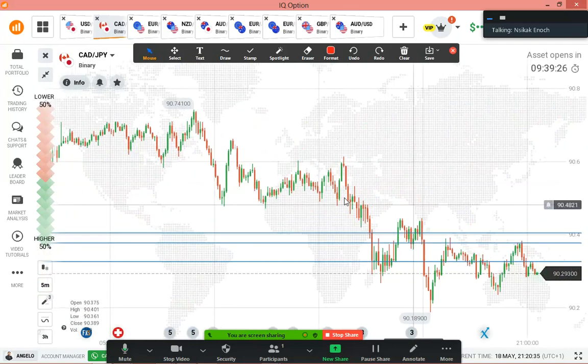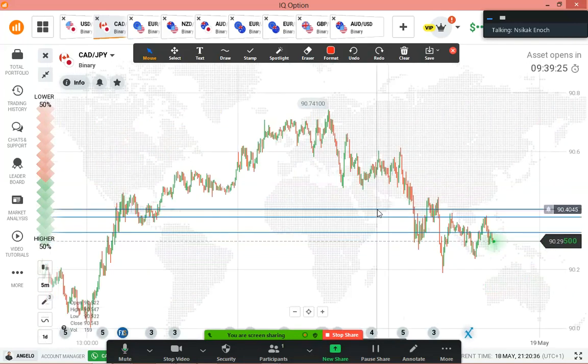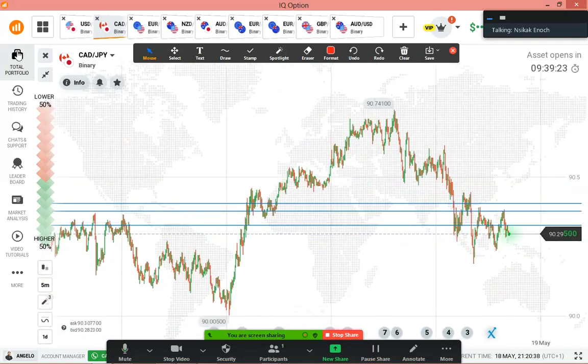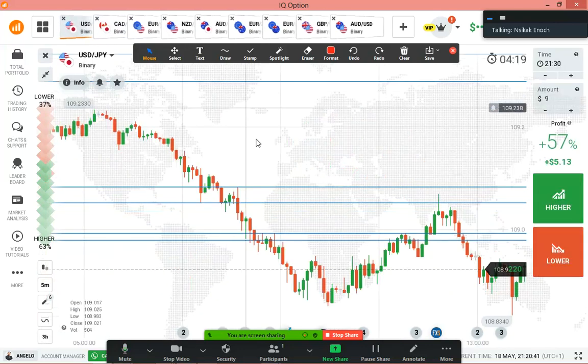This is a downtrend, whereby you can see lower highs and lower lows. Uptrend: higher highs and higher lows. So now let's check it out.